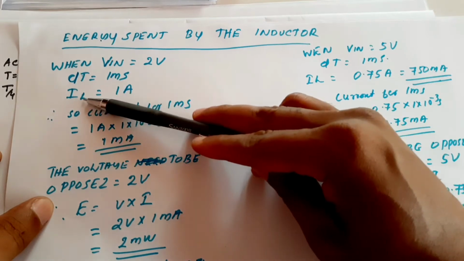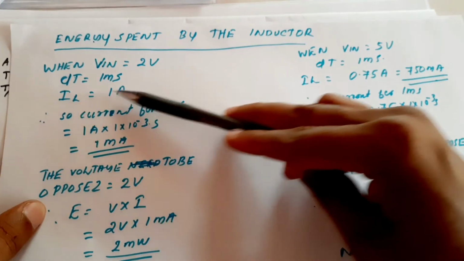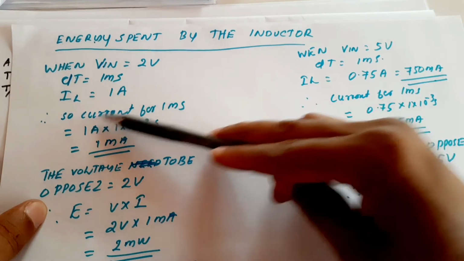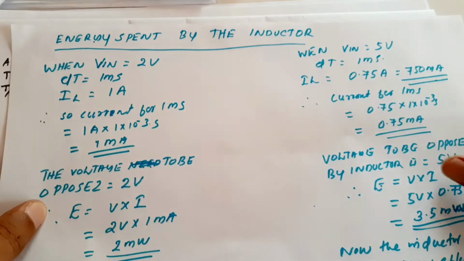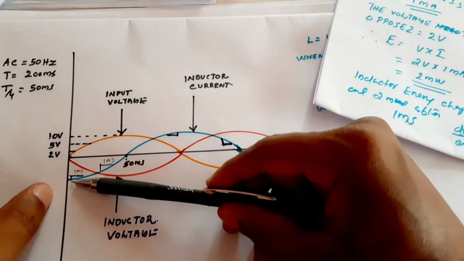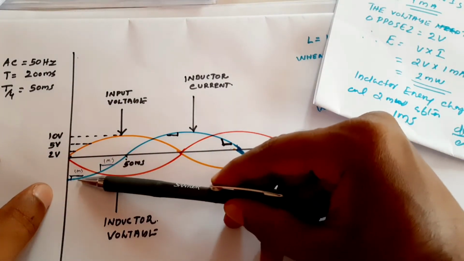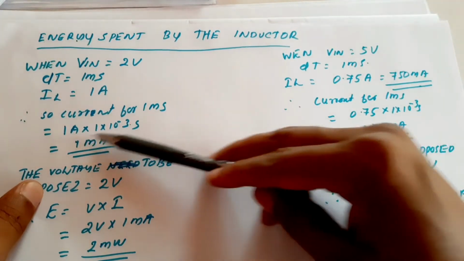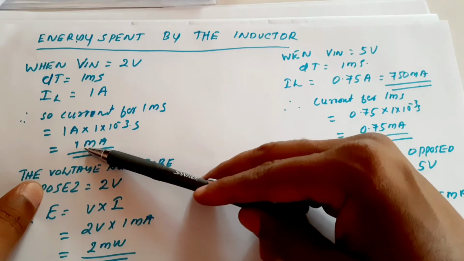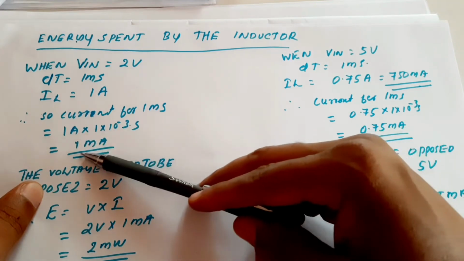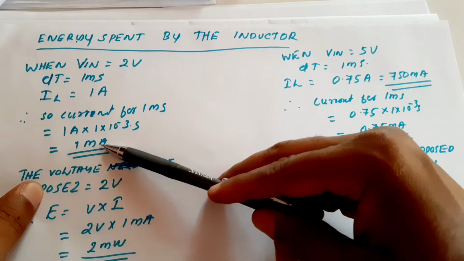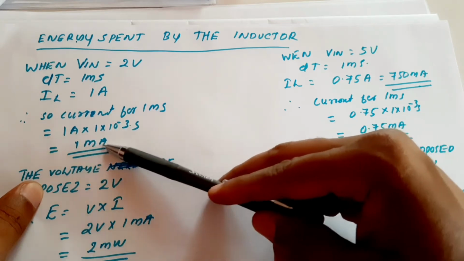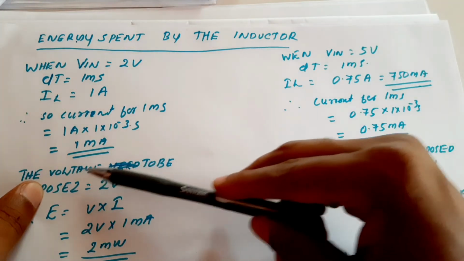So if we consider the maximum current IL is 1 ampere, for 1 millisecond we will take the average current. 1 ampere into 1 millisecond is 1 milliampere. The average current is 1 milliampere. For 1 millisecond, an average current of 1 milliampere will flow through the inductor.